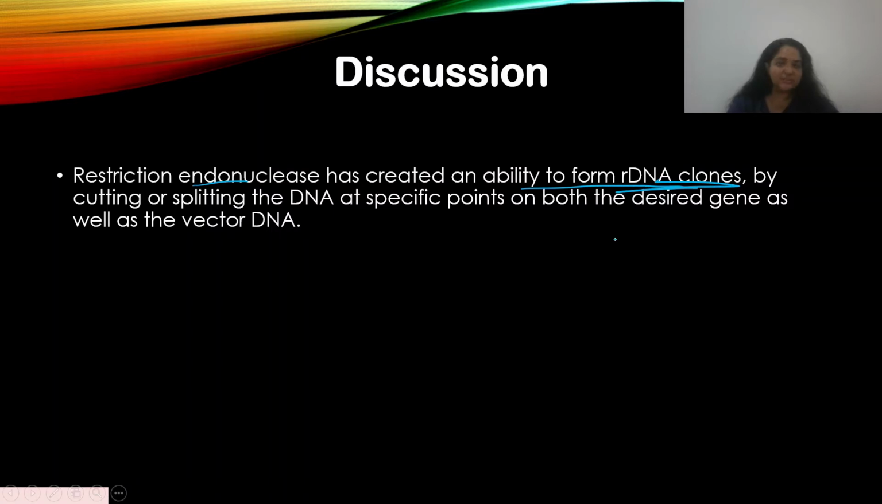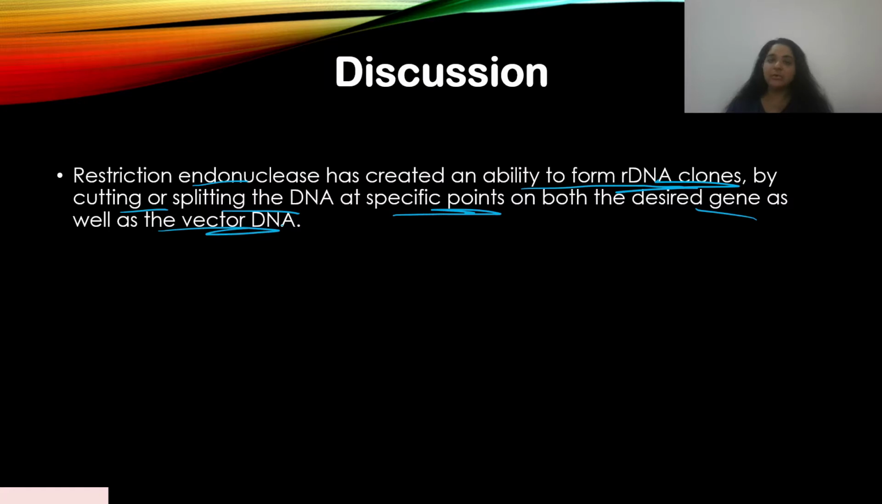That was possible. So restriction endonuclease has created an ability to form rDNA clones, like I previously explained in the steps in genetic engineering. There are specific sites that it was able to identify, and scientists discovered that, and they were able to use it to insert foreign genes into a vector, let's say a plasmid, and they were able to clone that plasmid. So restriction endonuclease has the ability to cut or split the DNA at specific points on both the desired gene as well as the vector DNA.